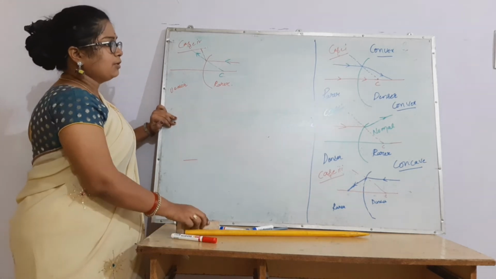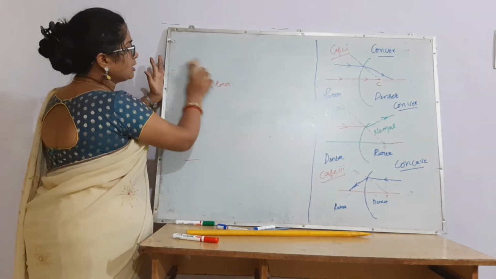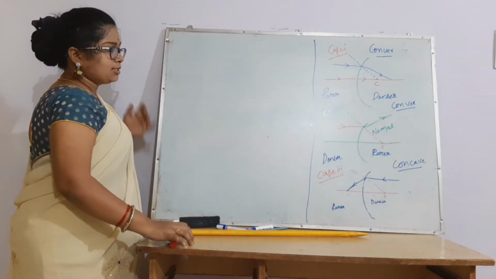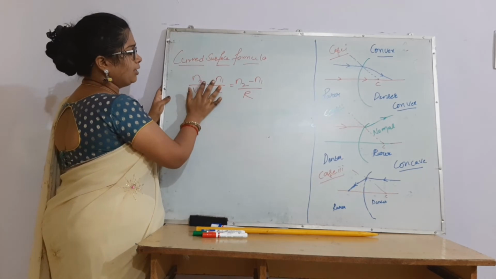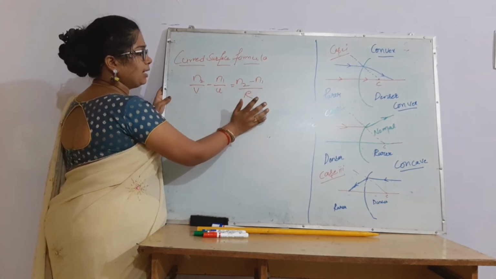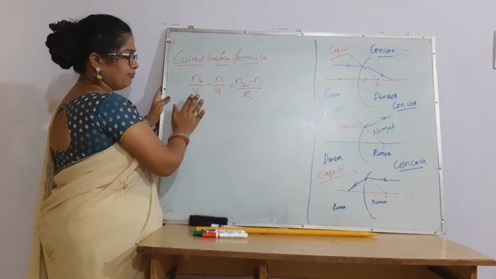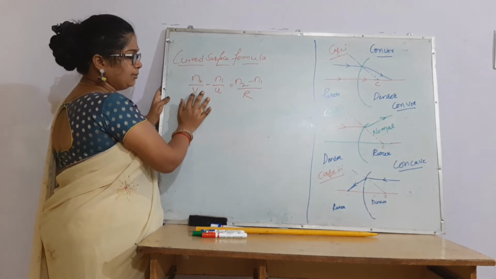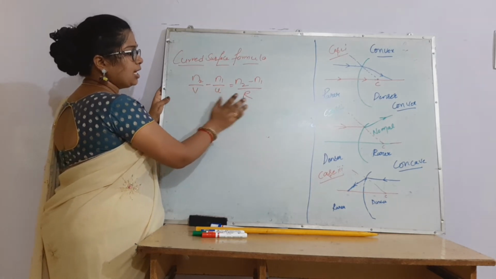And here is one formula for the curved surfaces. N2 by V minus N1 by U is equal to N2 minus N1 by R, where V is the image distance, U is the object distance, and R is the radius, you know it.